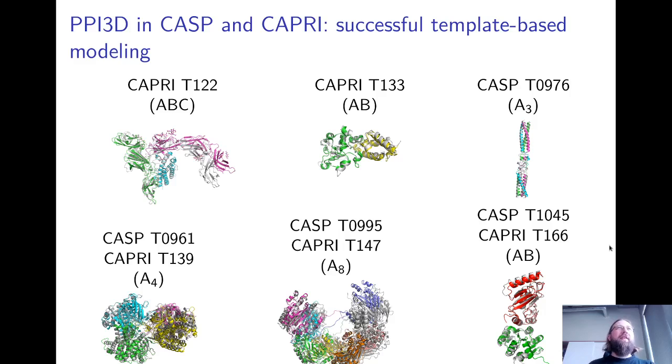PPI 3D can also be used for template-based modeling of protein complexes. Probably this feature is a little bit obsolete now because of AlphaFold, which allows not only monomeric protein structure prediction, but also modeling of protein complexes.